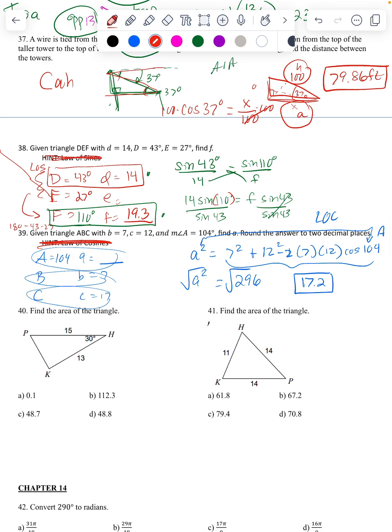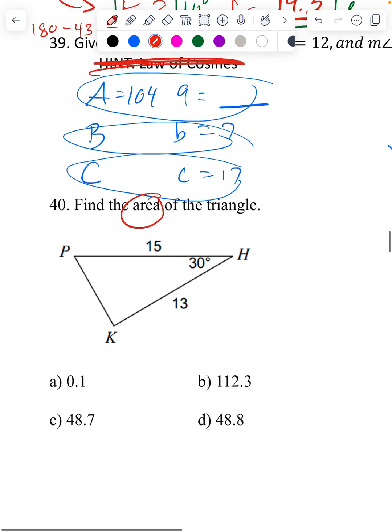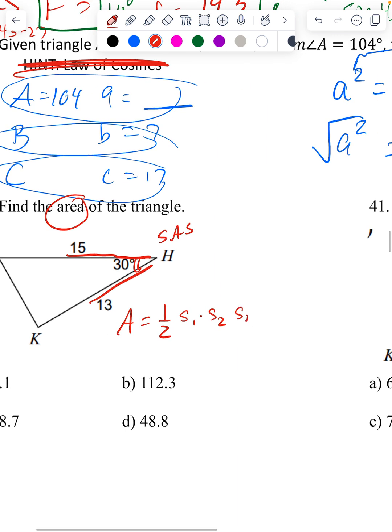Okay, then the other thing we learned was area. And we learned a couple different formulas, and it depends on what you know. So like here, I know 2 sides and the angle between them, side angle, side. Our formula for area there was 1/2 times one of the sides times the other side times the sine of the angle in between them. And this angle is indeed in between them.